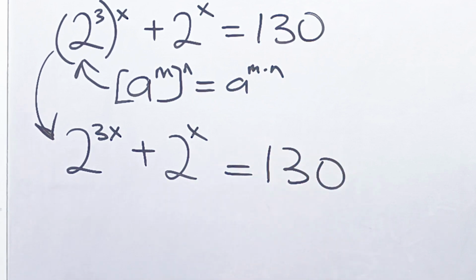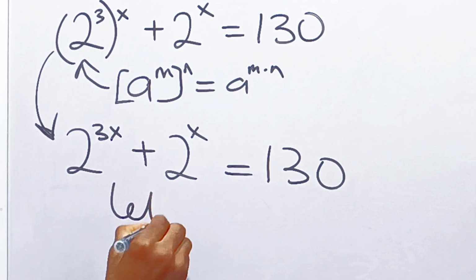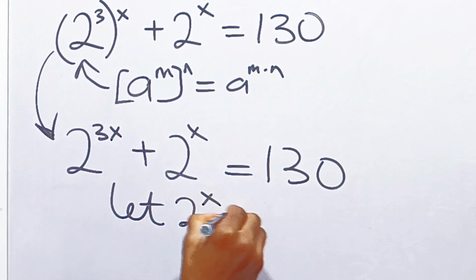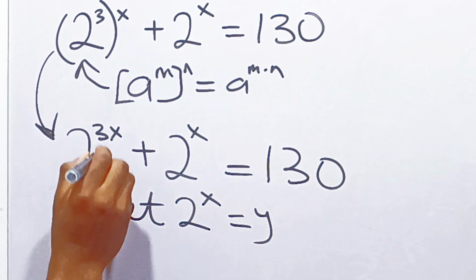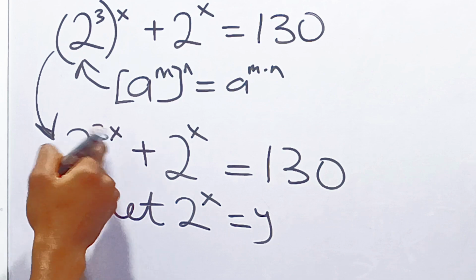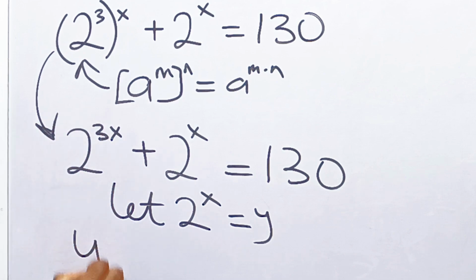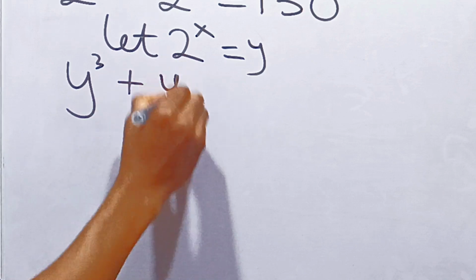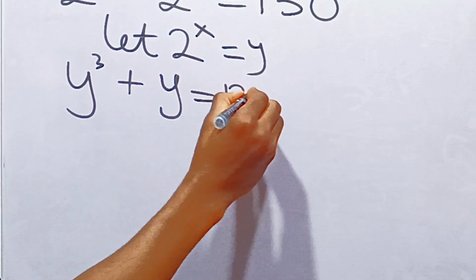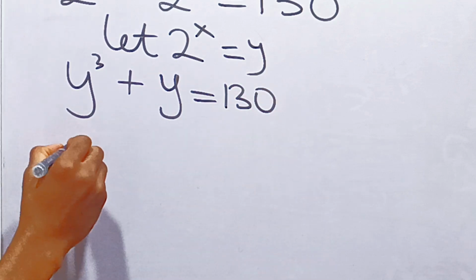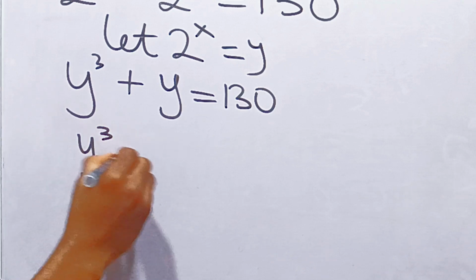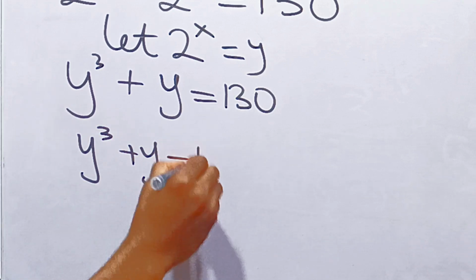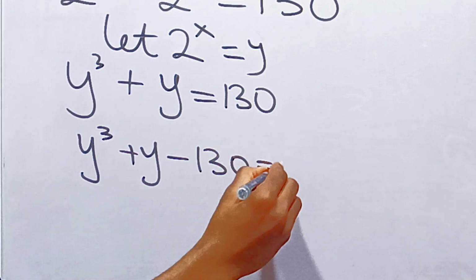Now we can say let 2 raised to the power x be equal to y. So let 2 to the power of x equal y. Replacing 2 to the power of x here, we are going to have y to the power of 3, plus y, equal to 130. Hence we have y cubed plus y minus 130 equals 0.